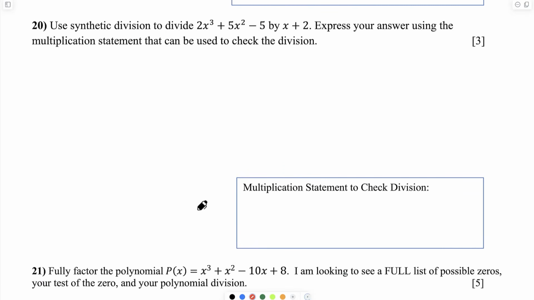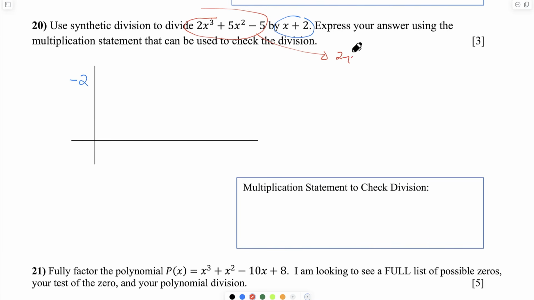Question 20 asks us to use synthetic division to divide those two expressions and express the answer using the multiplication statement. So synthetic division, let me just set up a synthetic division table. I find the 0 of the divisor, so what makes x plus 2 be 0 is -2. I write that here. And then I write the coefficients of the dividend across the top, making sure that every degree is represented. So I notice it's missing a degree 1 term, so I could think of this as 2x cubed plus 5x squared plus 0x minus 5.